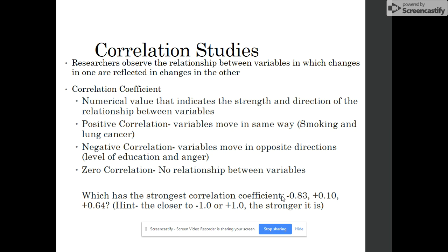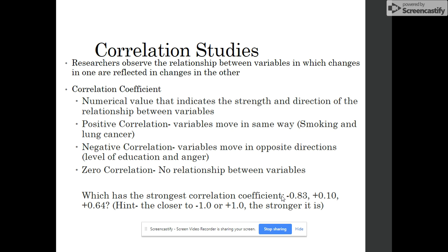All right, so with correlation studies, and I have 2 slides, they're basically going to tell you the exact same thing, but it's worded differently, so maybe it'll make sense one way if it doesn't make sense the other way. So when you use a correlation, you're looking at the relationship between 2 different variables. These variables are going to keep changing, and you're going to look at how the changes relate to each other.